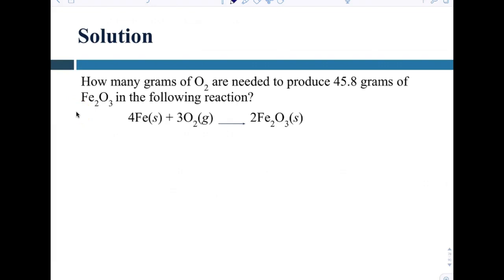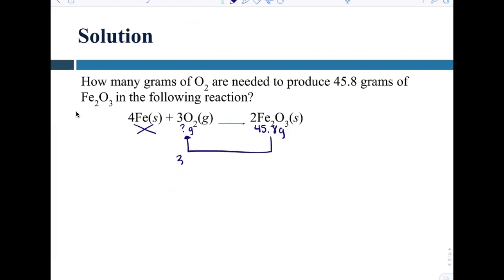Okay, for the solution for this one, I'm going to set it up. How many grams of oxygen? So question mark, grams under the oxygen. And I need to make 45.8 grams of the iron 3 oxide. Don't need anything about iron. It's not being asked for. So I'm going to go from here to here. Now you don't always have to go from left to right. We are going from right back to the left, which is totally fine. Either direction is great.